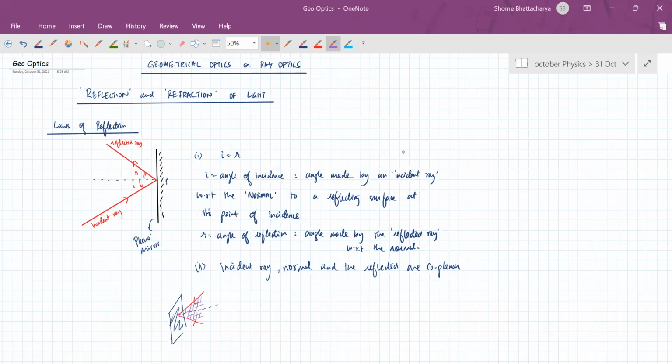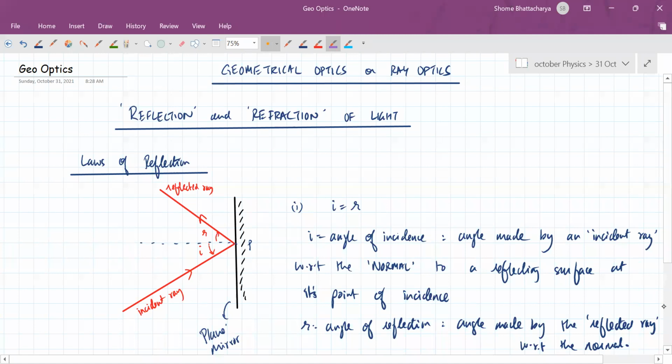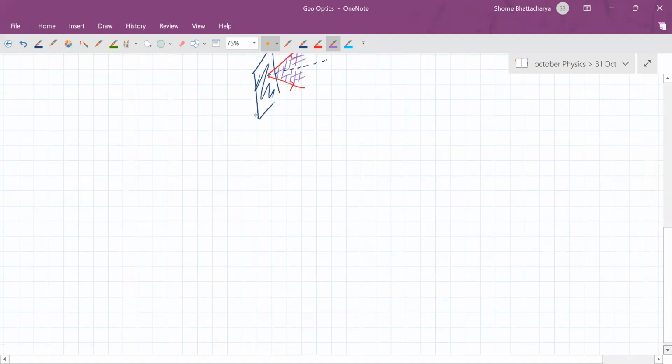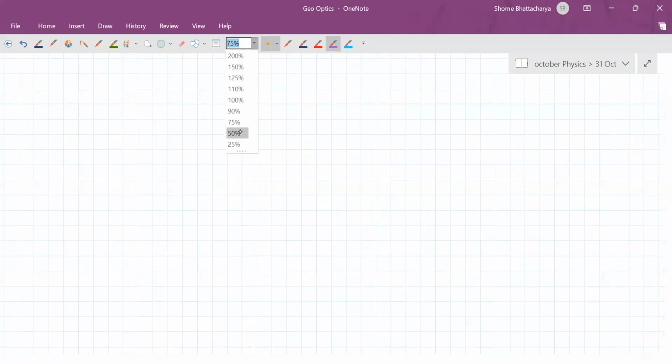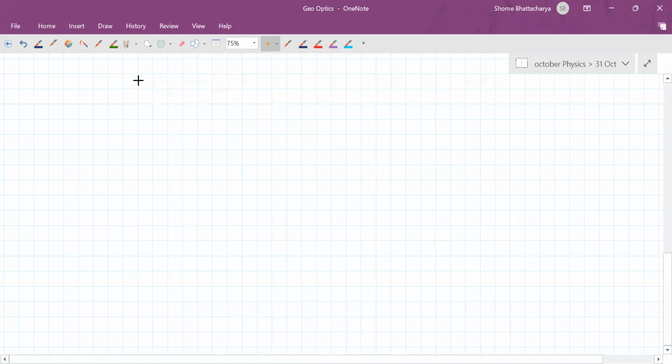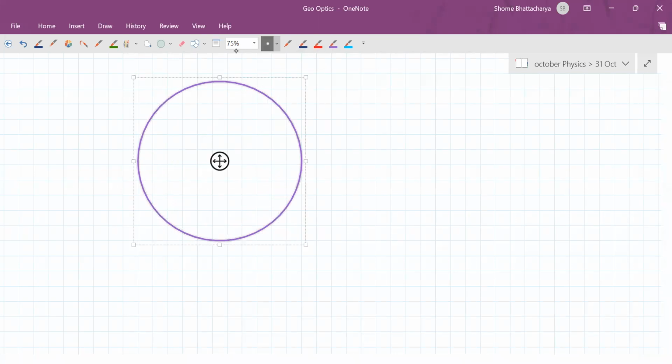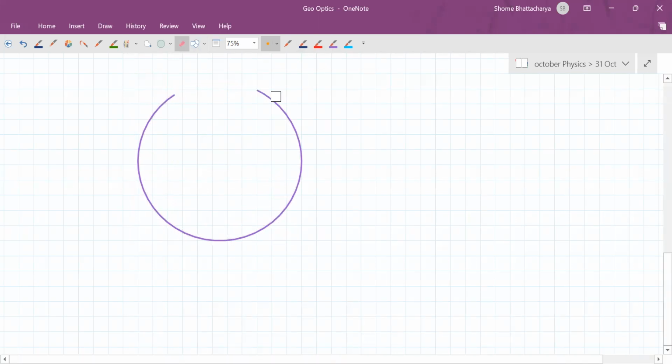Okay. Now let's see some more instances of this kind of situation. So when we say angle of incidence is equal to angle of reflection, it doesn't apply only to a plane reflecting surface. We can also have a situation where we have, for example, a spherical reflecting surface.